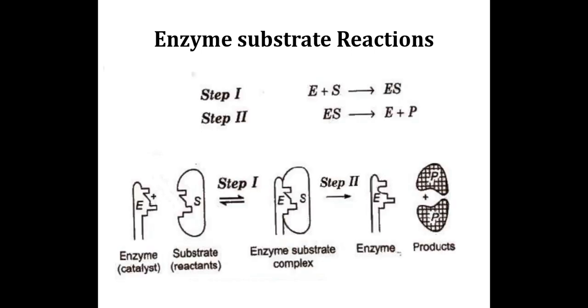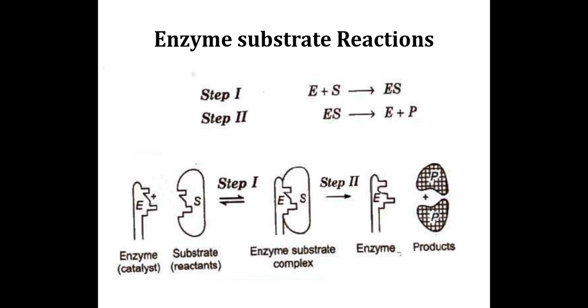So the enzyme-substrate reaction is completed in two steps. In step one, the enzyme links with the substrate to form the ES complex, the enzyme-substrate complex. In step two, from this enzyme-substrate complex the product is formed and the enzyme is liberated from the reaction.